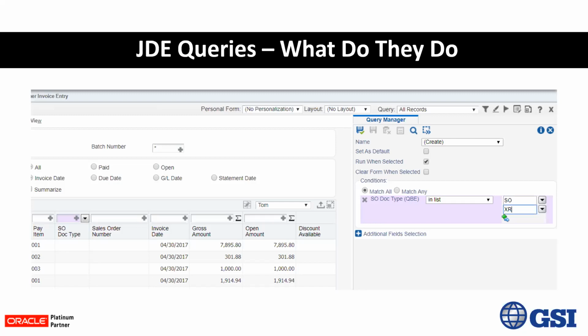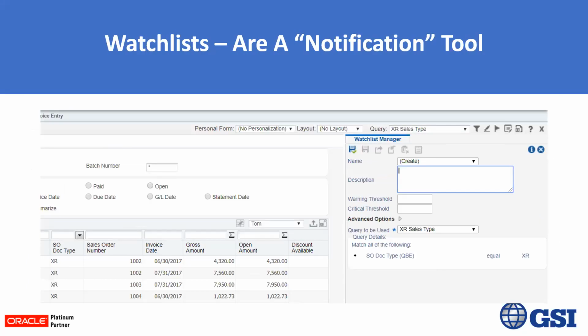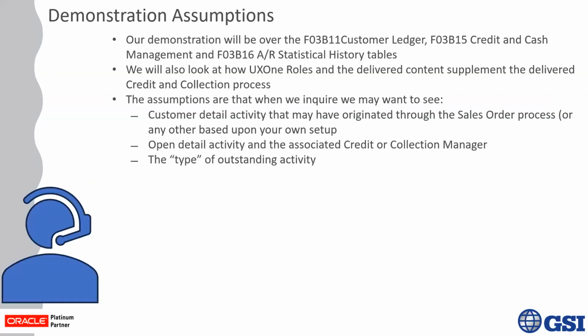When we talk about watch lists, it's a way for us to have a query over these tables to say that if certain things happen, let me be notified so that I can go ahead and act. So when we walk through this today, we're going to be using the customer ledger table, the credit and cash management table, and the statistical table.